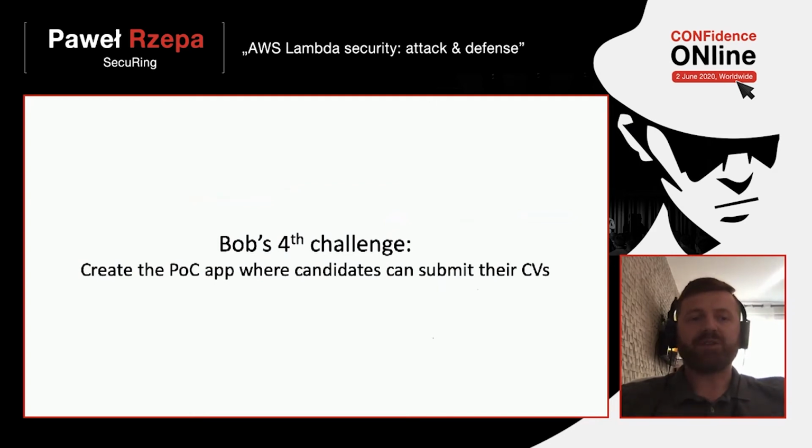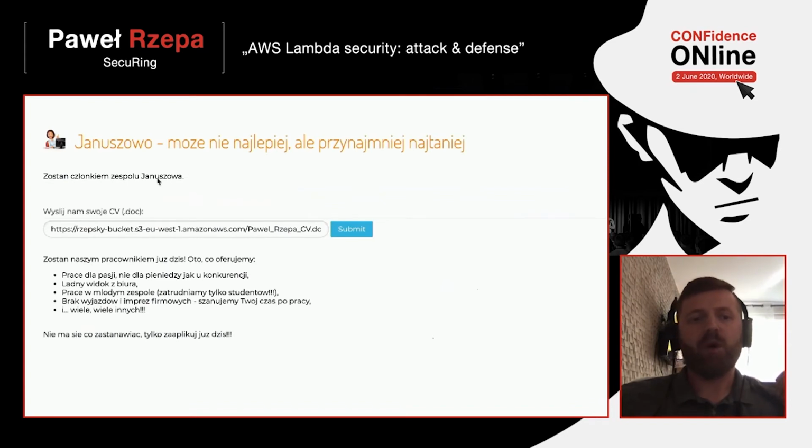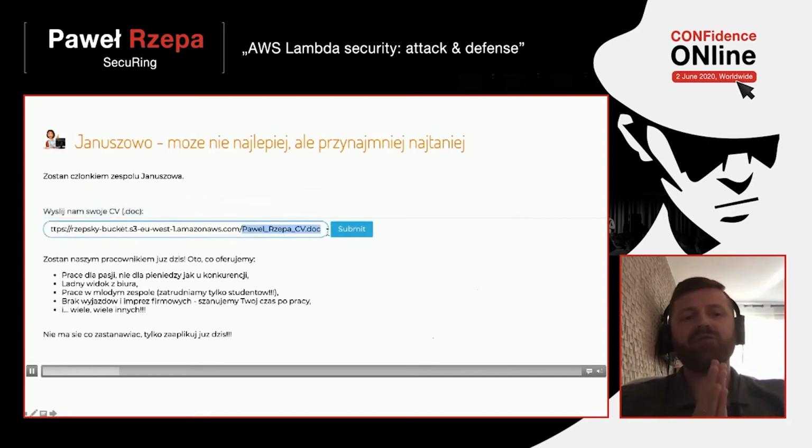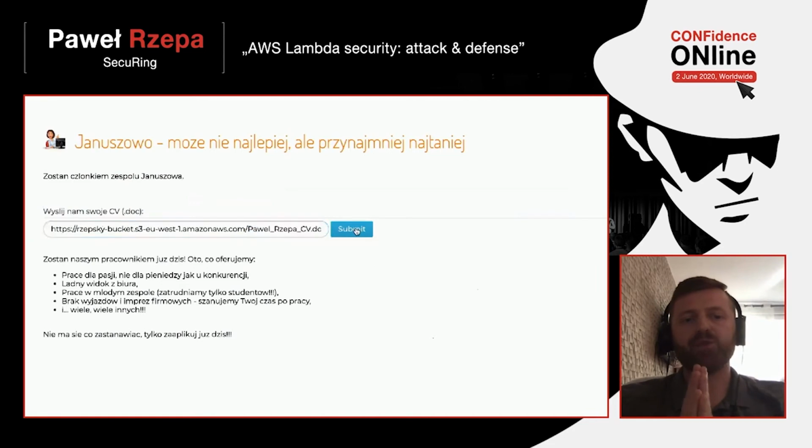The fourth challenge of Bob is creating the POC app where candidates can submit their CVs. So Bob created something like this. There's a place to put a link with a doc file to your CV, and then it is read. It is then converted by Lambda to plain text from the doc format.